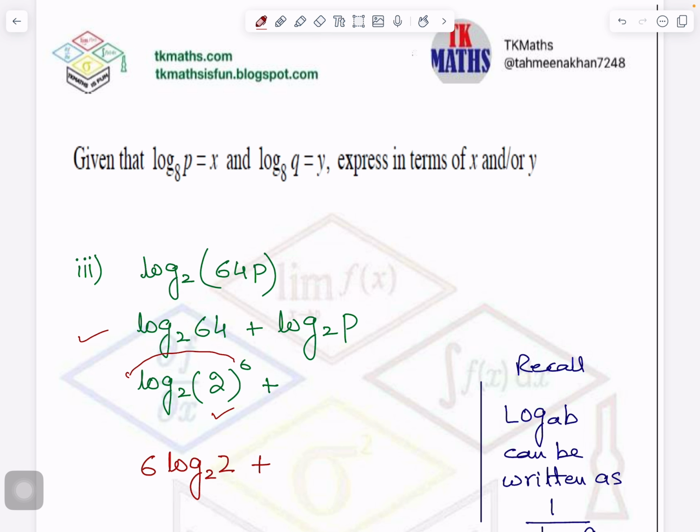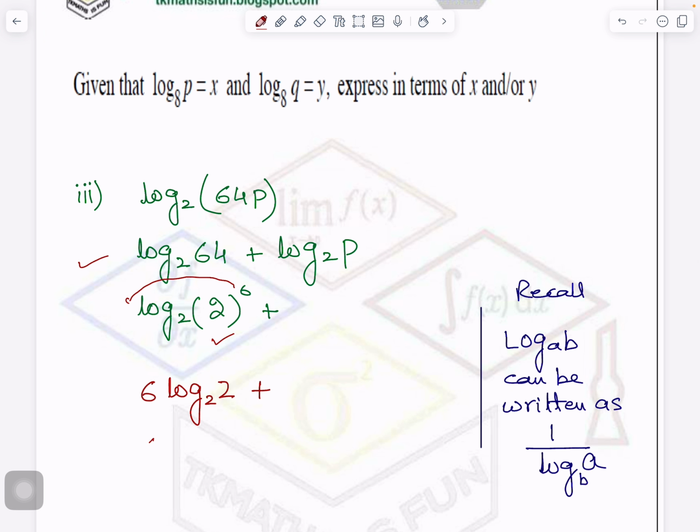But what to do here? Because you see, this term will become 6 straight away, since log 2 base 2 is 1. So I got 6 here. How will I change this log p into base 8? Because only then can I convert it into x. So let's start here. I will apply the change of base rule.